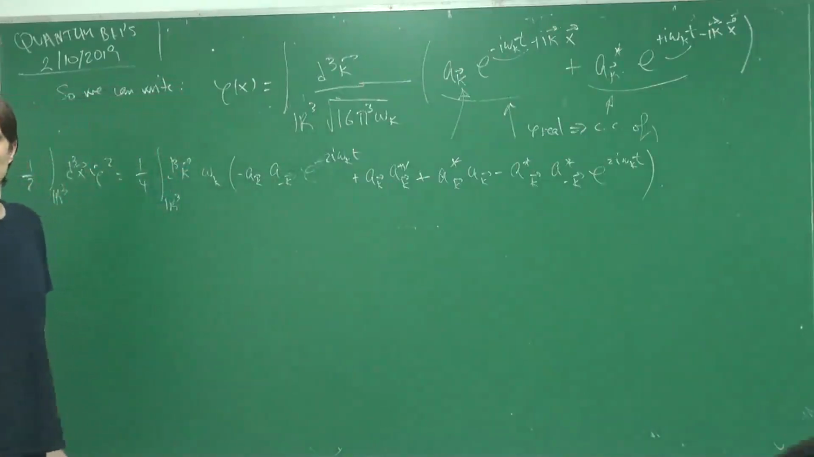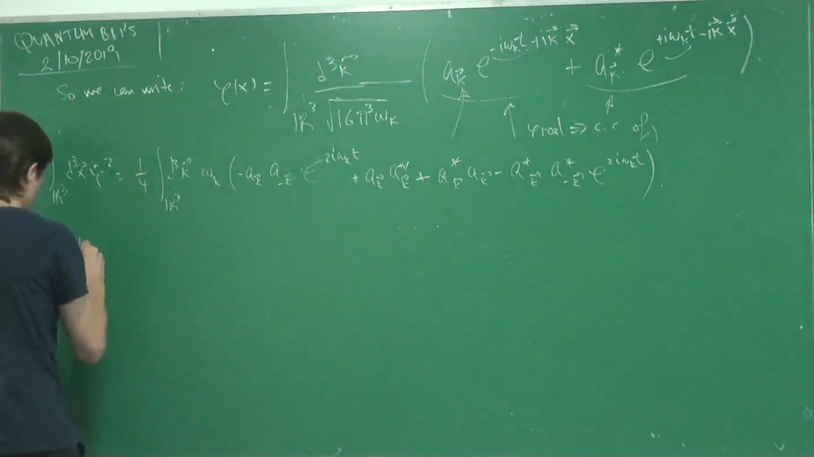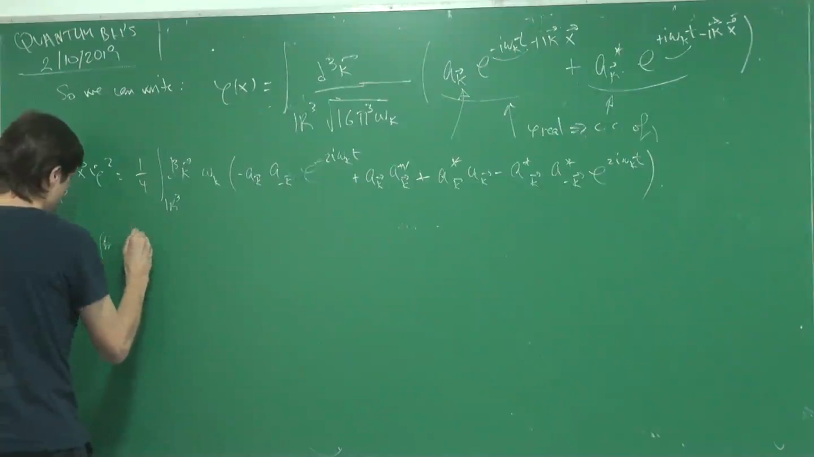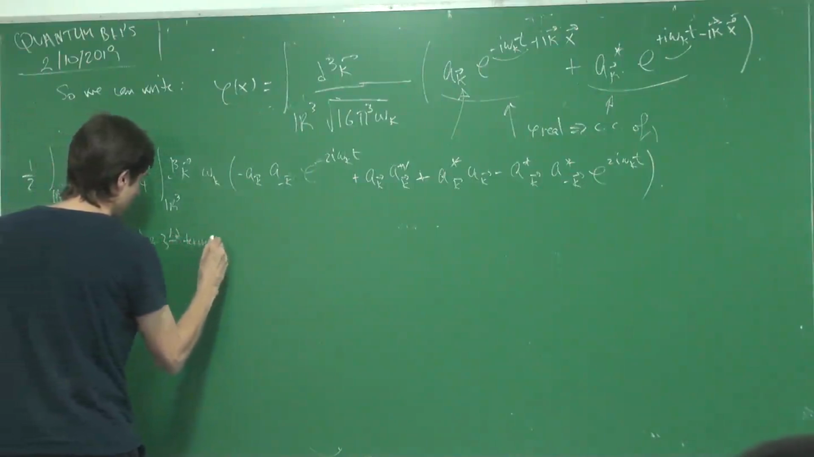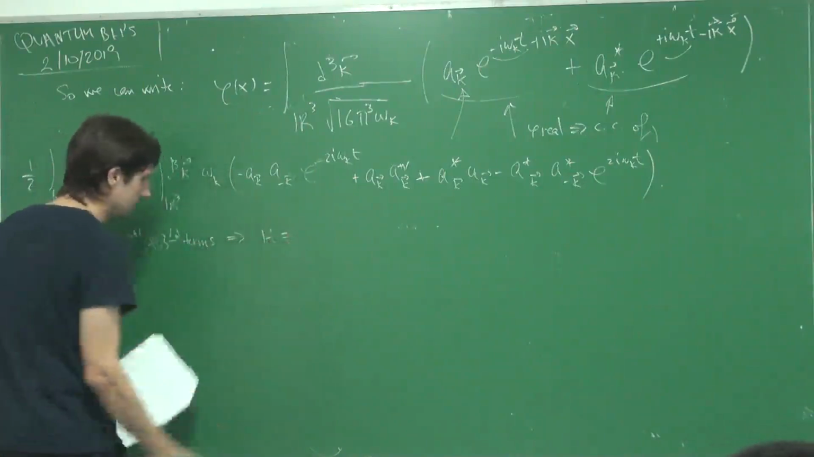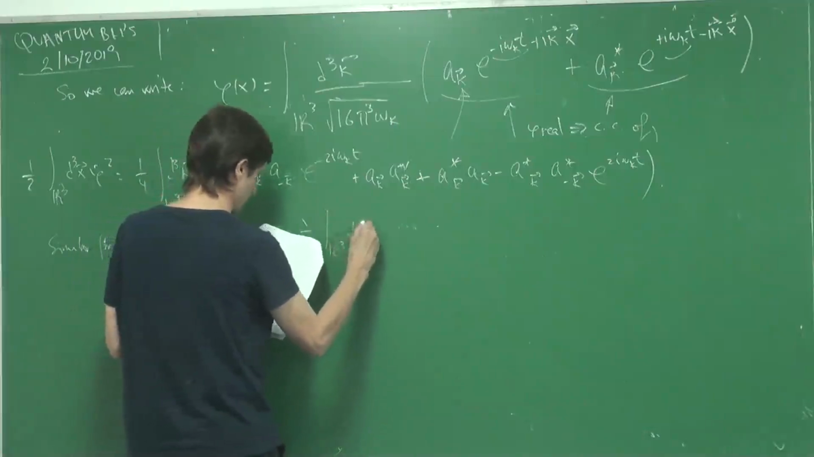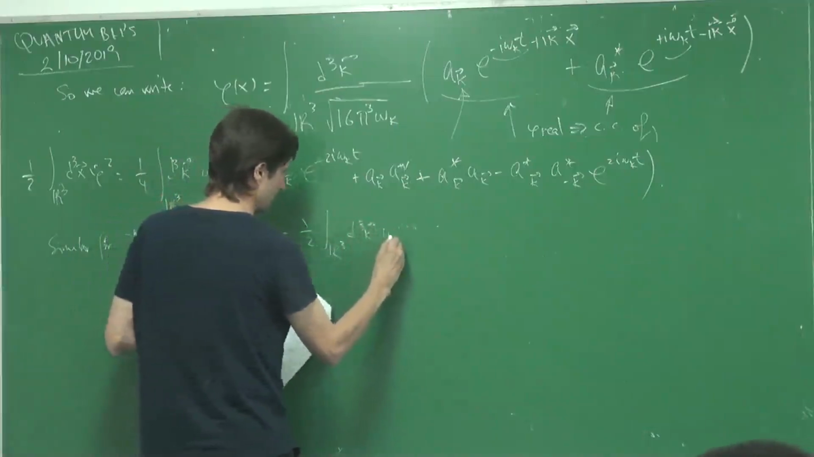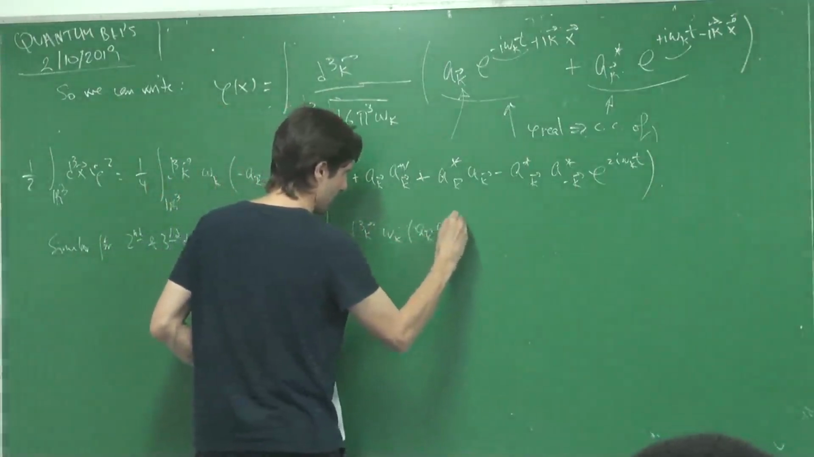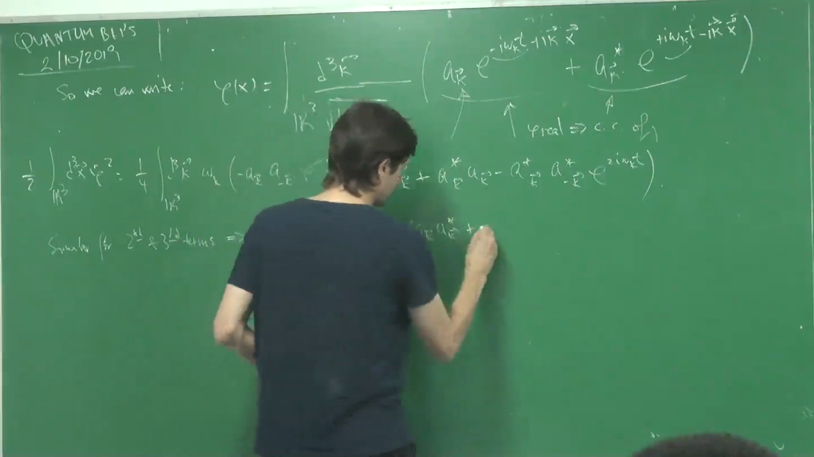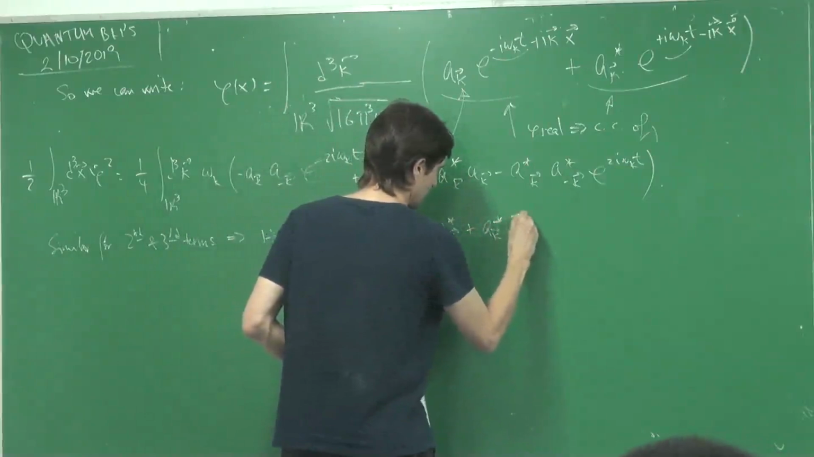You do the same for the second term and the second term. And you get that the Hamiltonian is equal to this.